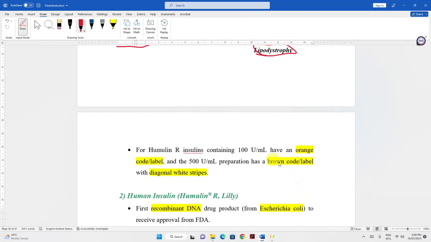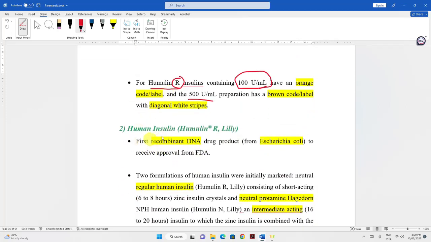Okay. Of course, most insulin injections or preparations have 100 units per ml, such as the product Humulin. Look, Humulin is from human insulin, okay. R for regular. Humulin R insulins usually come in 100 units per ml, but we have some products with a higher concentration of 500 units per ml.